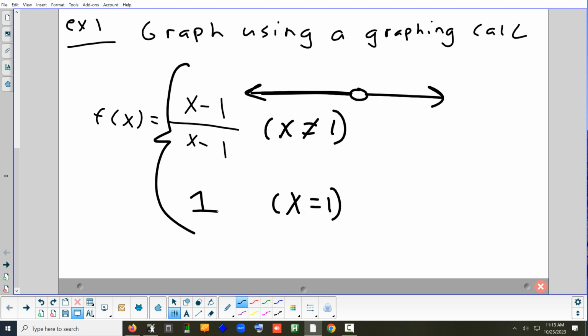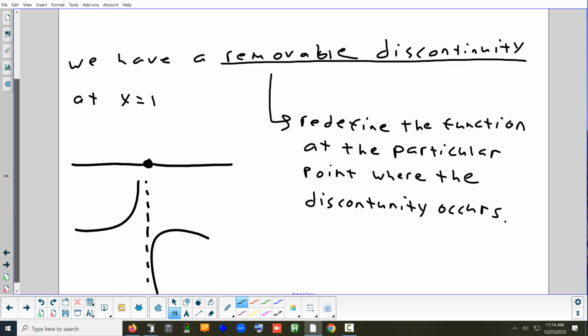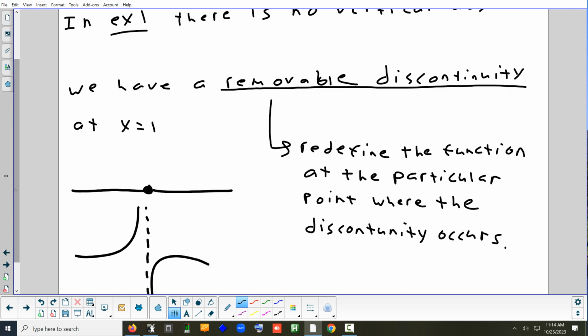So if you're plugging in a number that's not 1, use this formula and graph it. If you're plugging in the number 1, put a dot on the number 1. So what that would do is fill the hole in at 1. This is just graphing a single dot. That's why we call it a removable discontinuity. So holes are removable, asymptotes are not. Any questions on that?